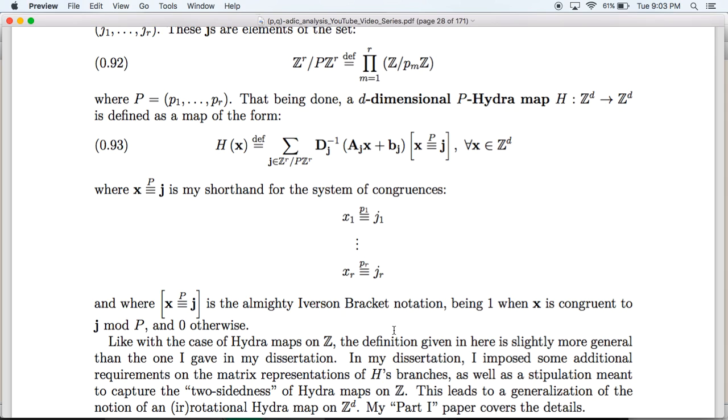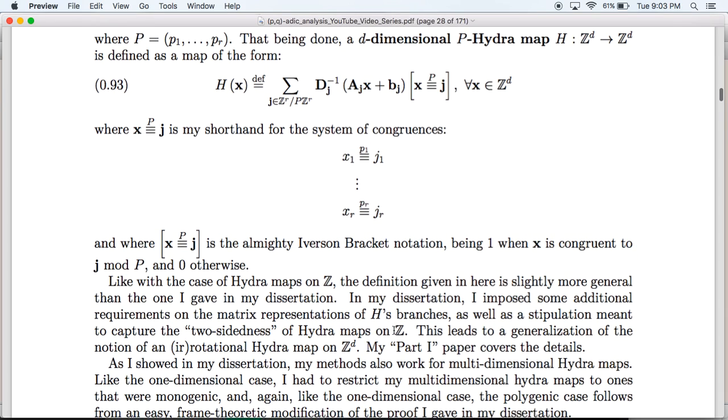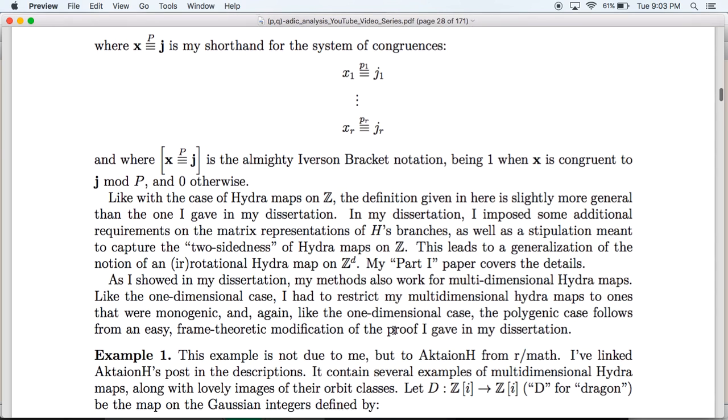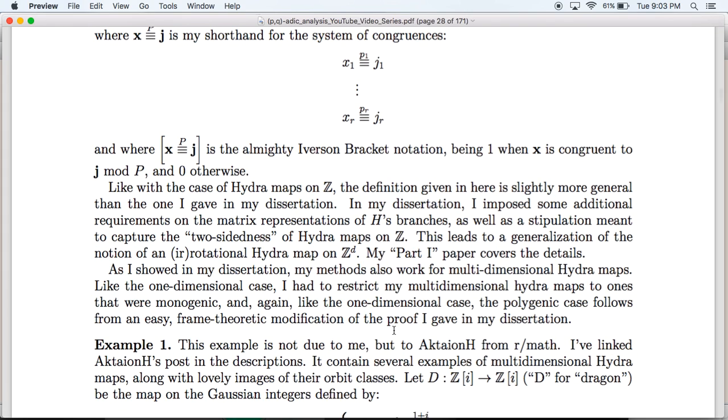In my dissertation, I imposed some additional requirements that reflect the two-sidedness of Hydra maps on Z, like the Collatz map. In this case, this leads to a generalization of the idea of irrotational or rotational Hydra maps from the one-dimensional case, and my part 1 paper covers the details of this. As I showed in my dissertation, my methods don't just work for one-dimensional Hydra maps, they work for multi-dimensional Hydra maps too. However, like with the one-dimensional case, I was initially flustered by the polygenic case, so my dissertation only deals with the monogenic multi-dimensional case.